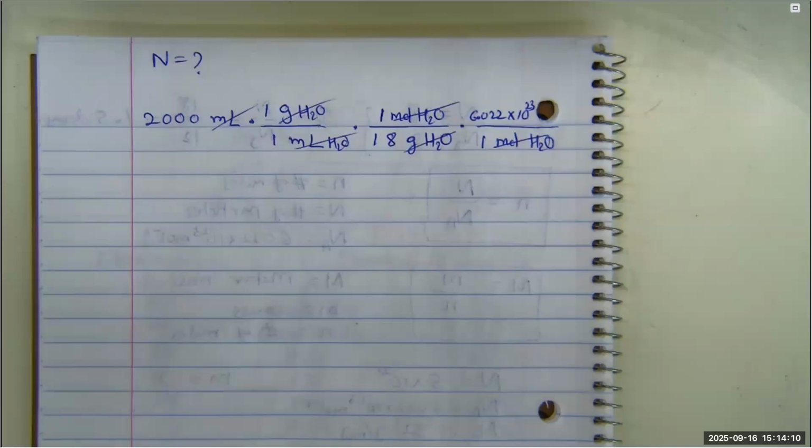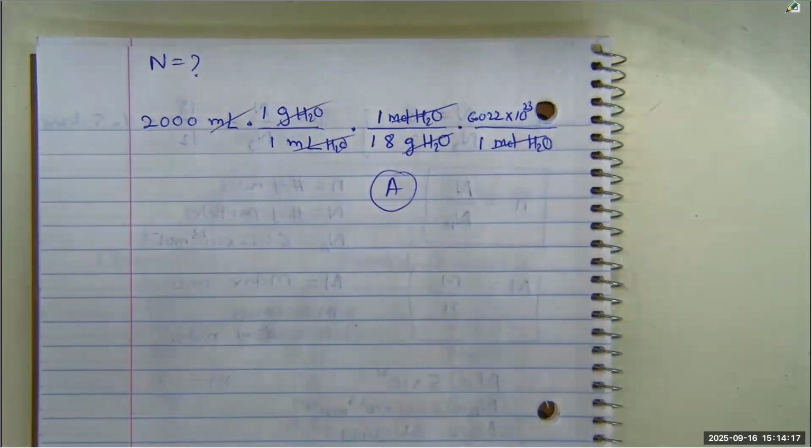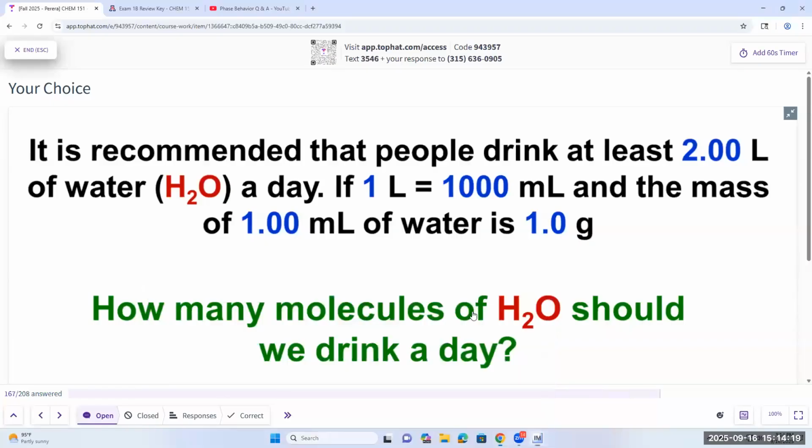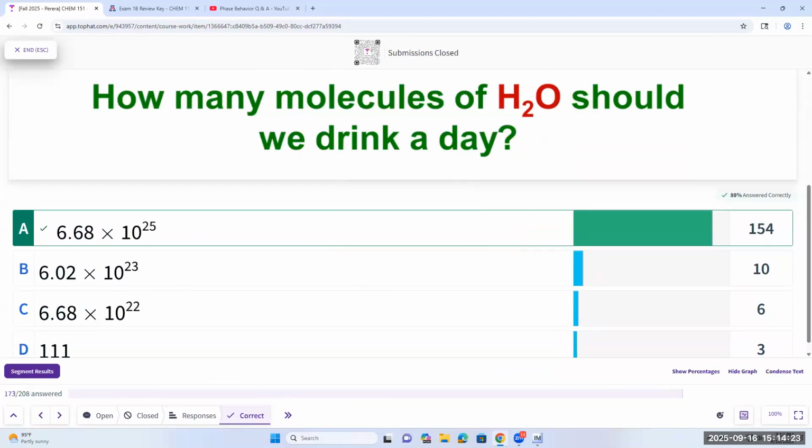What's the answer? Does anybody know? Option A. That's what I was told. So let me close this. Yeah, the correct answer is A. Okay, wonderful.